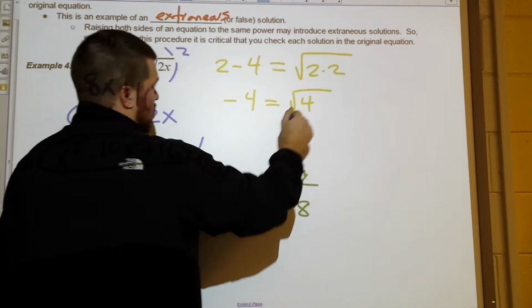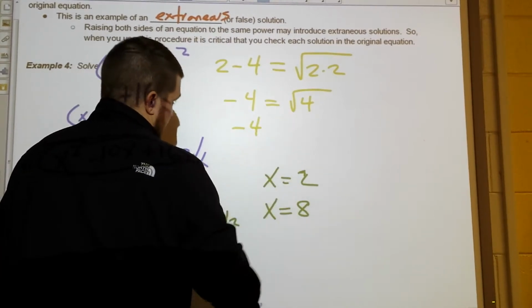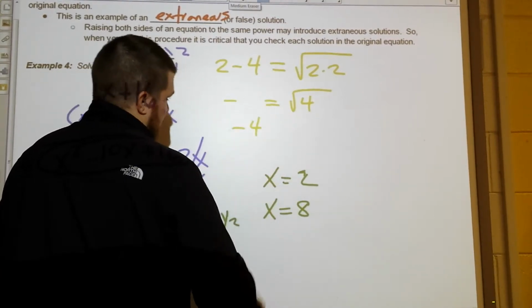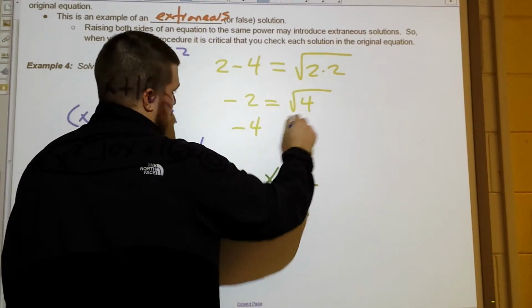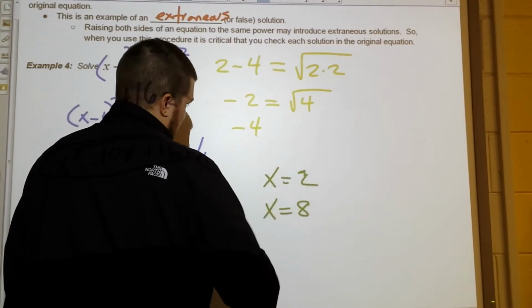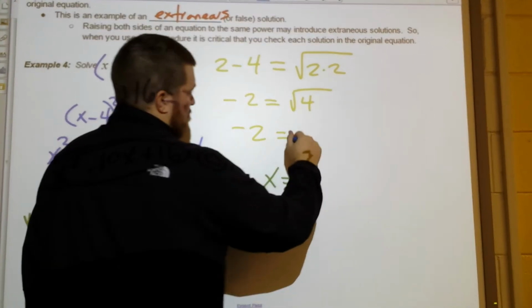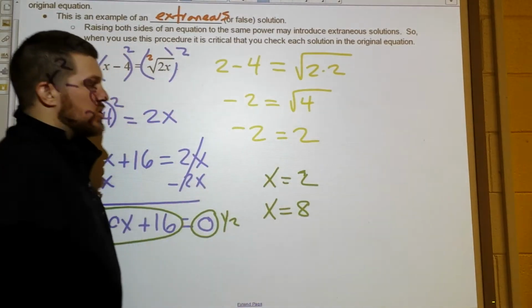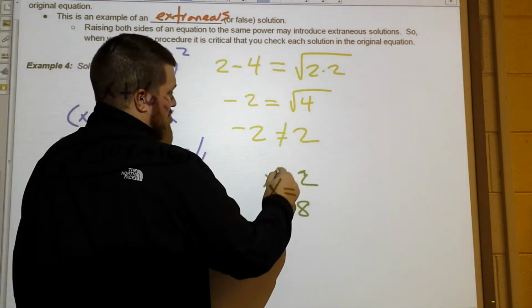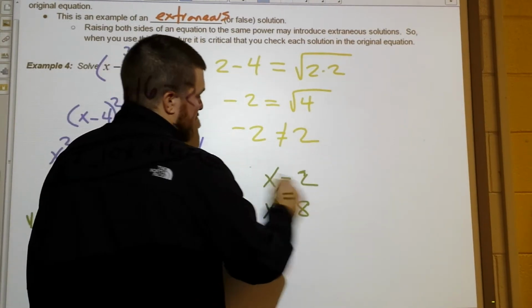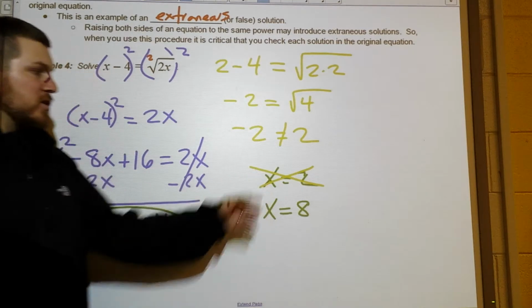Square root of 4 is 2. Right? Actually, here this is -2. Sorry, that's my fault. So -2 is supposed to be equal to the square root of 4. So -2 is supposed to be equal to, but square root of 4 is positive 2. These two are not equal to each other. That's never going to happen. So this, x equals 2, is an extraneous solution.